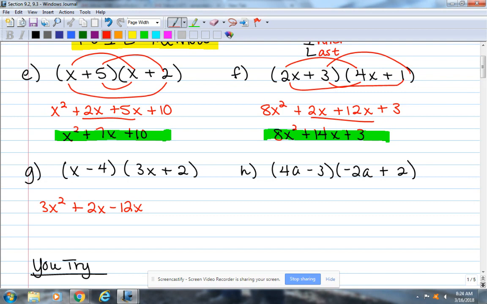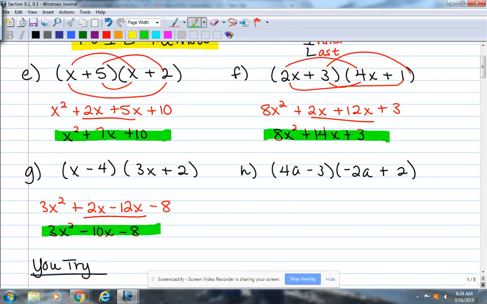Negative 4 times 2 is what? Negative 8. And what's the last thing you do? Combine your like terms. And if you have done your order of multiplying correctly, your like terms will always be in the middle. Okay? So what is positive 2x minus 12x? Negative 10x. So that's 3x squared minus 10x minus 8. Any questions?